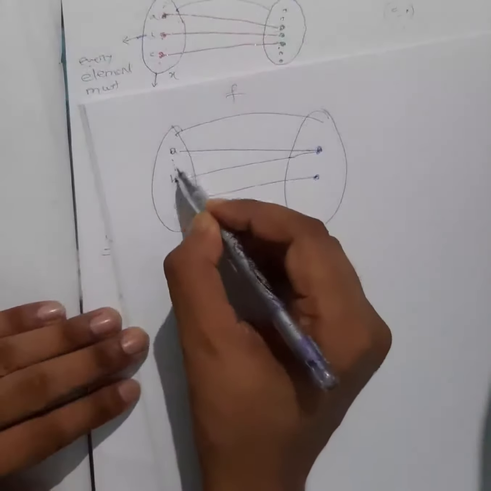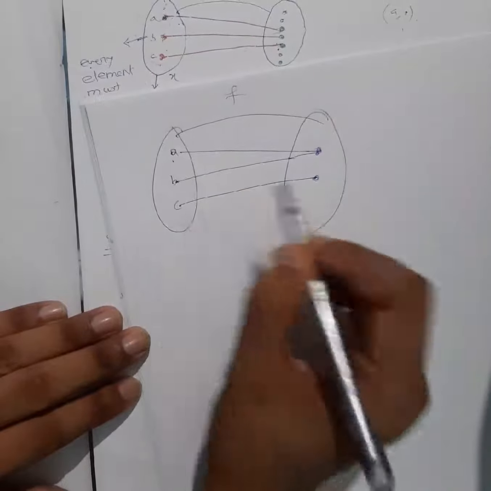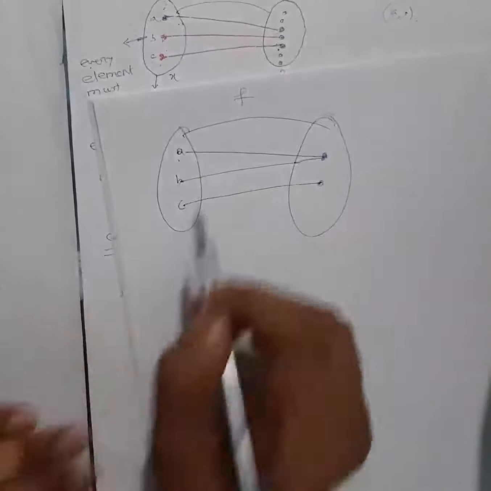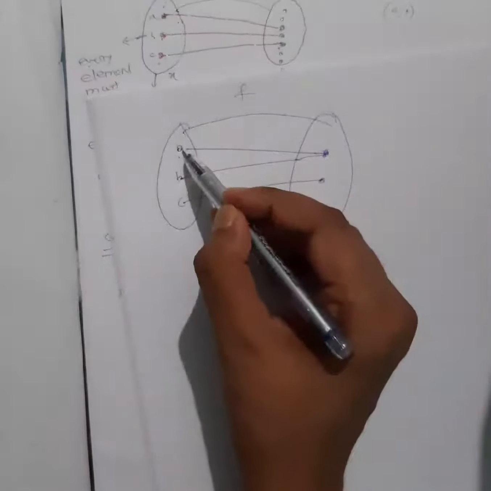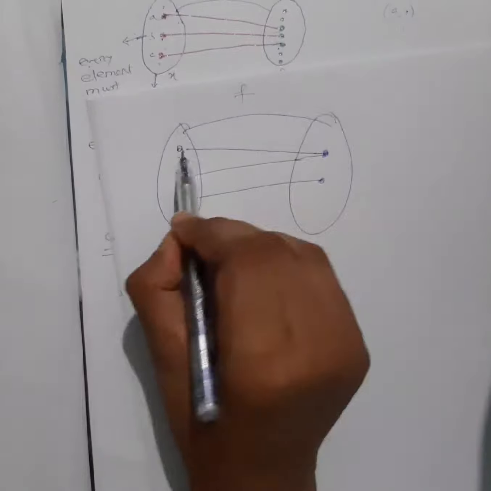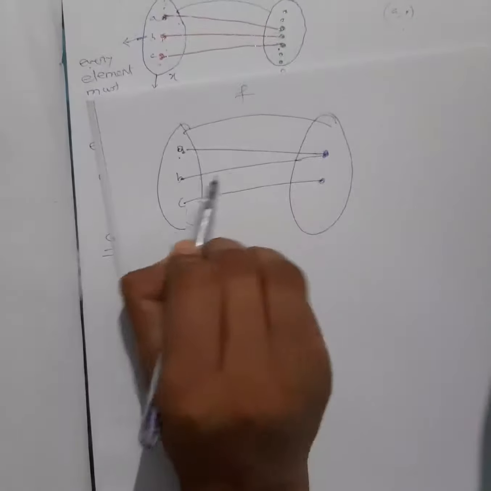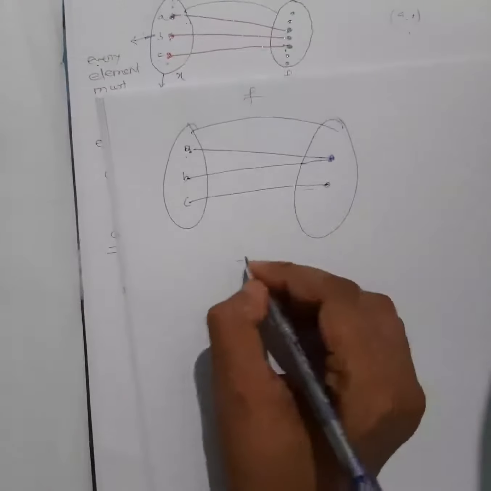How will you check? First, you will check whether all elements have an image or not. Yes, they have an image, so this is a function. You cannot say right now. Okay, then you have to check next: how many images does this element have? One, this one, this one. So yes, this is a function.